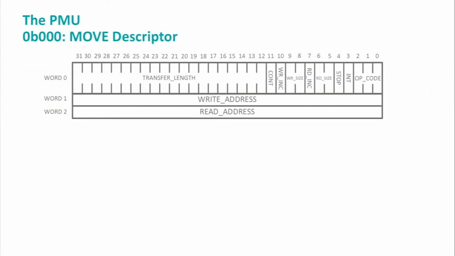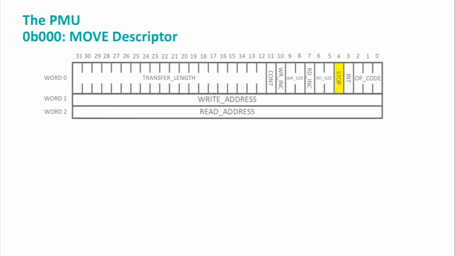The move descriptor does pretty much what the name implies. It moves data from one point to another. All you do is tell it how many bytes to transfer, where they come from, and where they go. And the PMU does the rest, but there's more to it than that. There are a couple of bits in here that are common to every descriptor, the int and stop bits. Int stands for interrupt, and if the int bit is set in any descriptor, the PMU sets the int bit in that channel's status register. And if the interrupt enable bit is set, the PMU channel will wake the main CPU core.